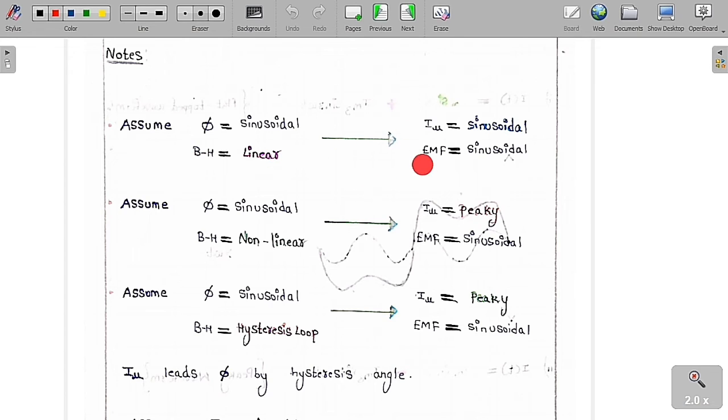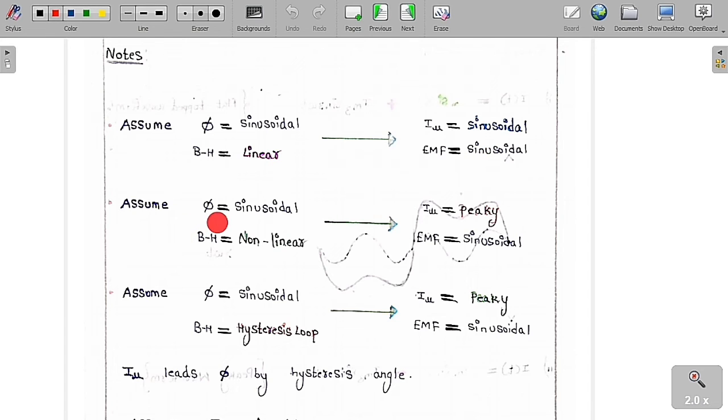Now you can see clearly that whenever the BH curve is linear and the flux is sinusoidal, then what is I mu? I mu is called the magnetizing current, because of this magnetizing current only the flux is produced. As it is linear and the flux is sinusoidal, I mu is also sinusoidal. I have already told you EMF is a function of only the flux: EMF is equal to N d phi by dt. As the flux is sinusoidal, the EMF is also sinusoidal, because the differentiation of a sinusoidal signal is again sinusoidal.